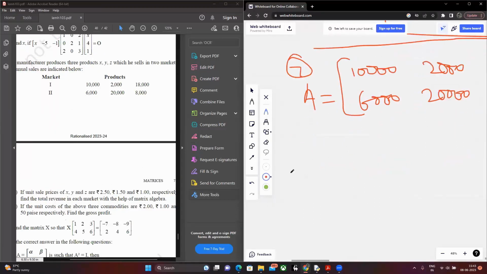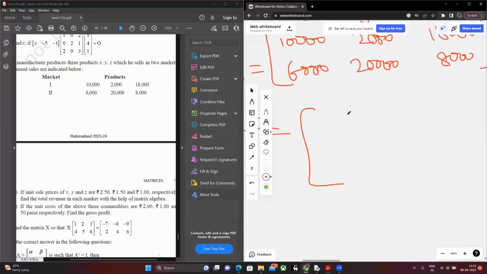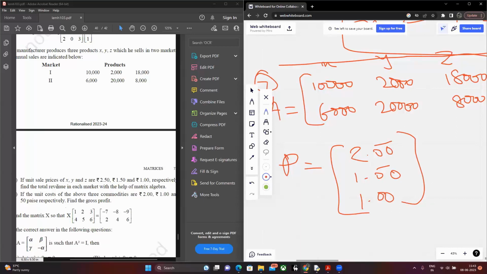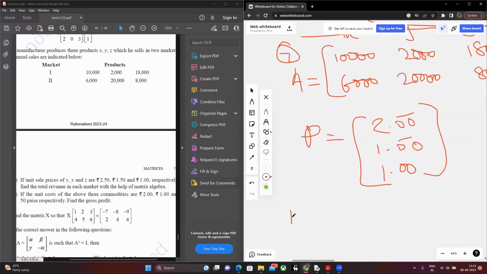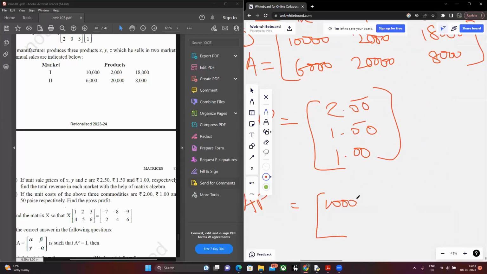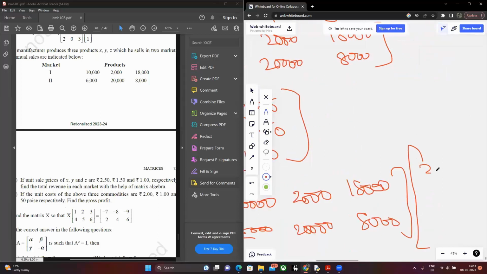Now we have the fact that the sale prices of X, Y, Z. This is X, this is Y, this is Z, right? So the unit sale prices of X, Y, Z are going to be 2.5, 1.5, and 1. Find the total revenue in each market with the help of matrices. So basically, the total revenue in each market is going to be the product AP, which is basically 10,000, 6,000, 2,000, 20,000, 18,000, and 8,000 multiplied by the matrix 2.5, 1.5, and 1.